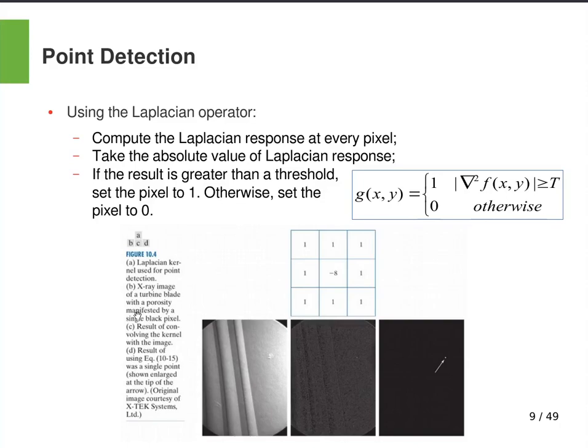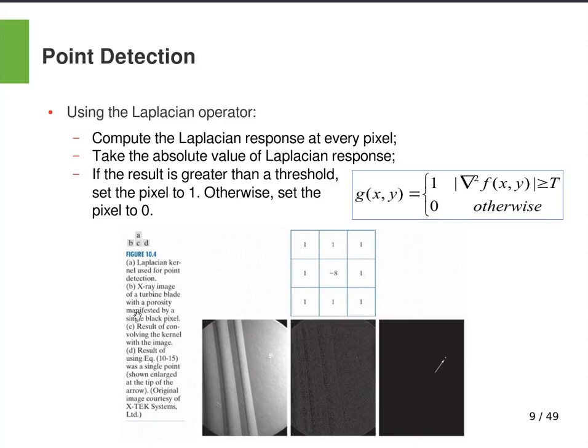So there are 3 steps that we need to follow. First, we need to compute the Laplacian response of the image at every pixel, and as I said, this can be done by calculating the convolution between the 3x3 kernel and the image. Then we can take the absolute value of the Laplacian response. If you remember, the Laplacian can be either positive or negative. So since we want to detect the locations of the isolated point and we don't care about whether the value of Laplacian is positive or negative, what we do is basically we take the absolute value.